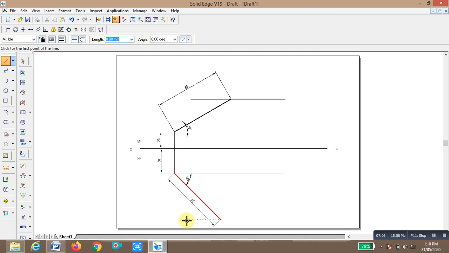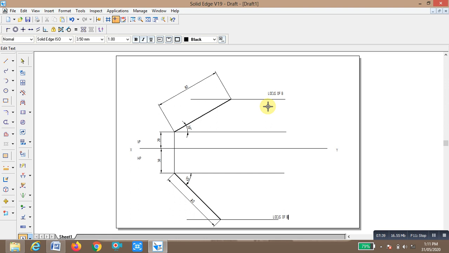We call it the locus of B, because it is the end B. So we have to type here: locus of point B. Here also you type locus of B, locus of B.